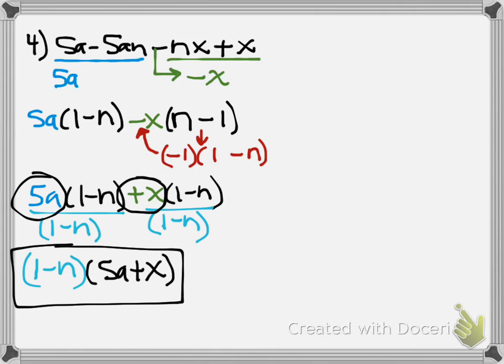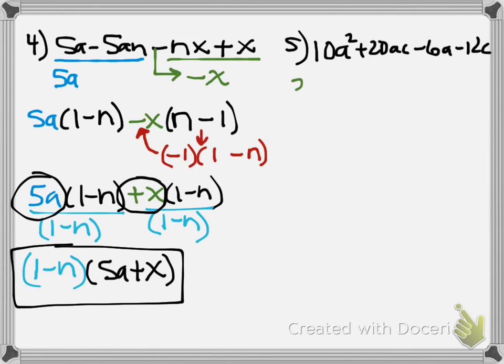Okay. I think we have time for one more. So let's do this one. 10a squared plus 20ac minus 6a minus 12c. All right. Looking at that, do we have a GCMF? Oh, we do. They're all even, so I can pull out a 2.